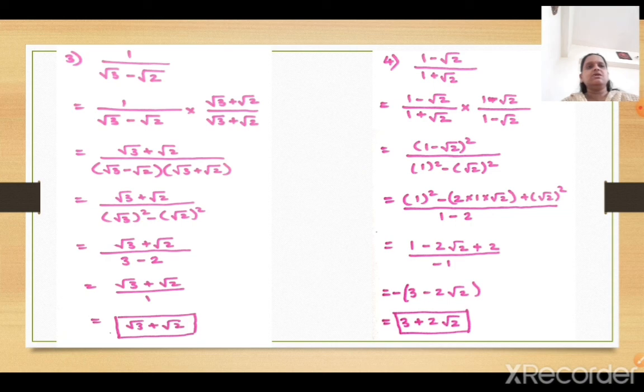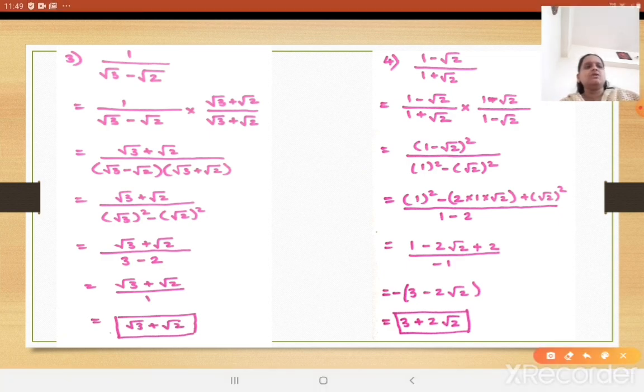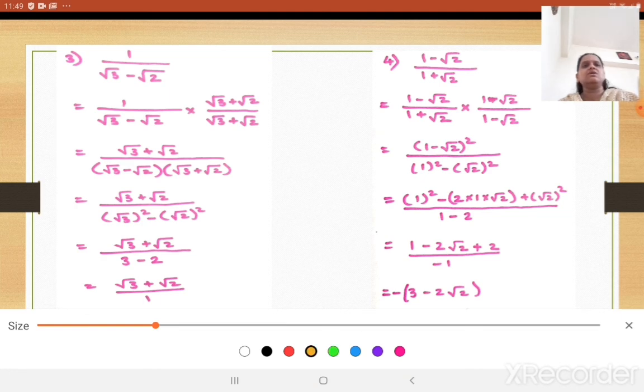Yes, now here you can see question number 3 as 1 upon root 3 minus root 2. Here we will use the concept of conjugate. Now you can see the denominator root 3 minus root 2, correct? So what is the conjugate of root 3 minus root 2? It is nothing but root 3 plus root 2. So we are multiplying numerator and denominator by root 3 plus root 2.